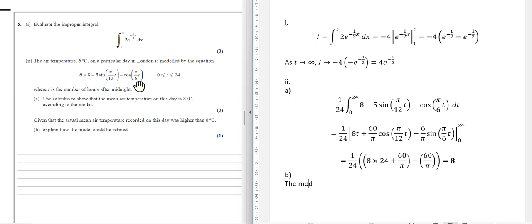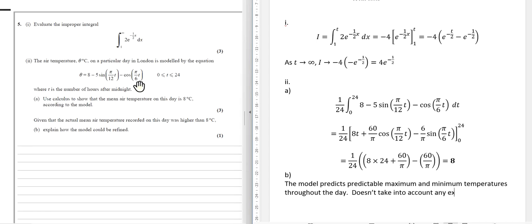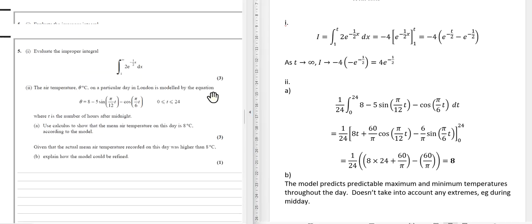But one thing the model doesn't do is predict predictable maximum minimum temperatures throughout the day. It doesn't take into account any extremes, e.g. during midday. Something along those lines we'll probably do for that.